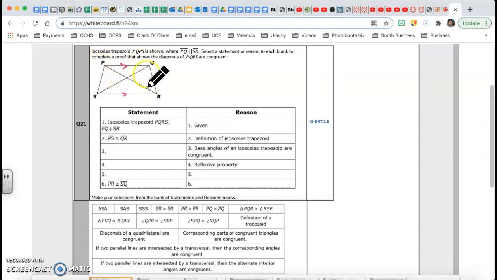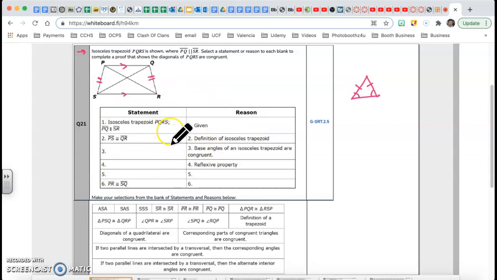A couple things here. They told me already that the two lines are parallel. Second, they said this is an isosceles trapezoid. Guys, if this is an isosceles trapezoid, this side is equal to this side. PS is equal to QR. And the base angles are congruent. Same thing that happens when I have an isosceles triangle. These angles are congruent, these two sides are congruent. It's the same idea, so keep that in mind. I haven't looked at the proof yet.